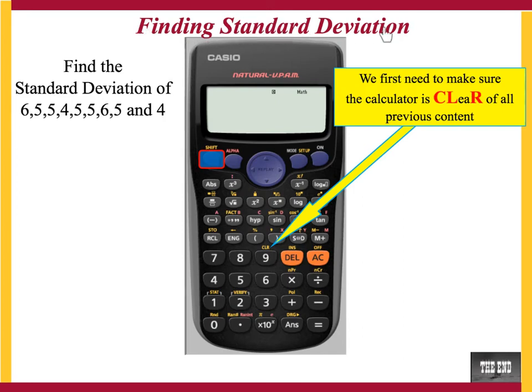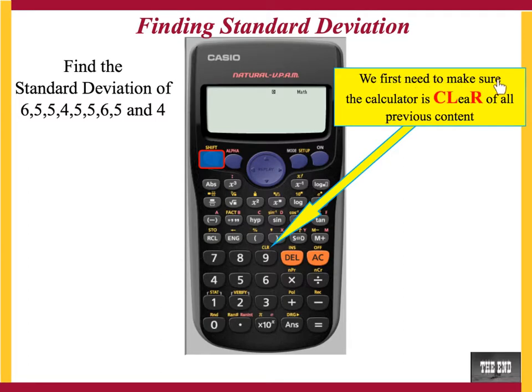Finding standard deviation. So this video is going to show you how to find standard deviation using a Casio calculator. So in the example we're going to use, we're going to find the standard deviation of 6, 5, 5, 4, 5, 5, 6, 5 and 4. But obviously you can use it with any set of numbers.